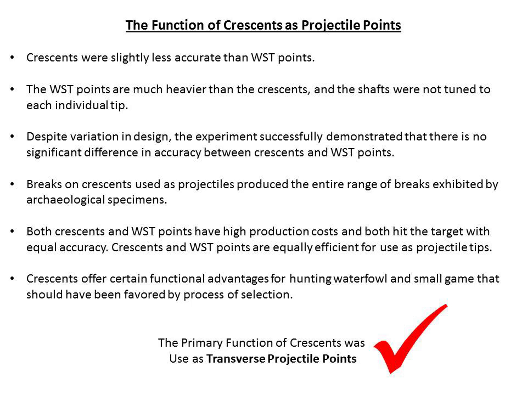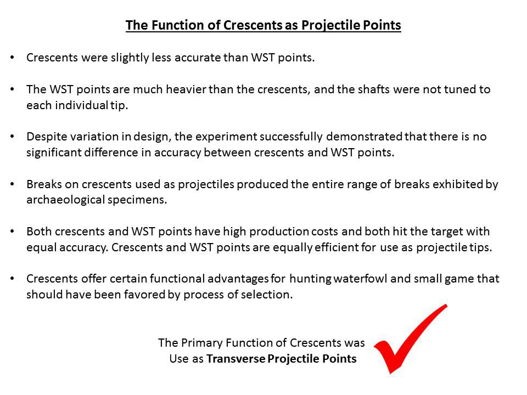And so that center of mass, the balance point where if you were to hold the dart on your finger, should always be forward of the midpoint. But as you have a heavier projectile tip, it's going to move further up toward the distal end. So the heavier western stem points, I believe, are the reason for that variation in the accuracy. But it did successfully demonstrate that there's really no difference in accuracy between the crescents and western stem points.